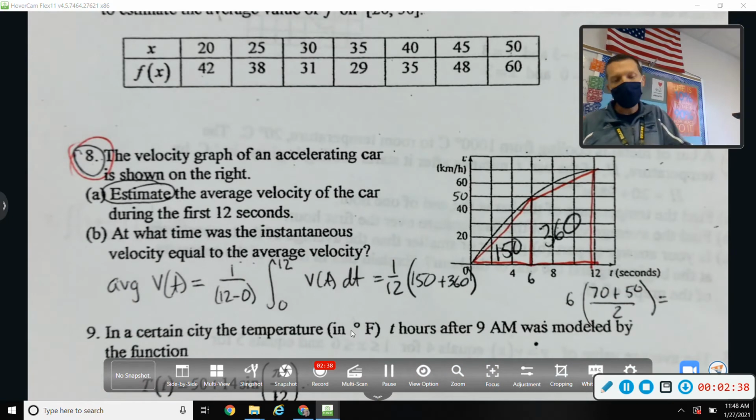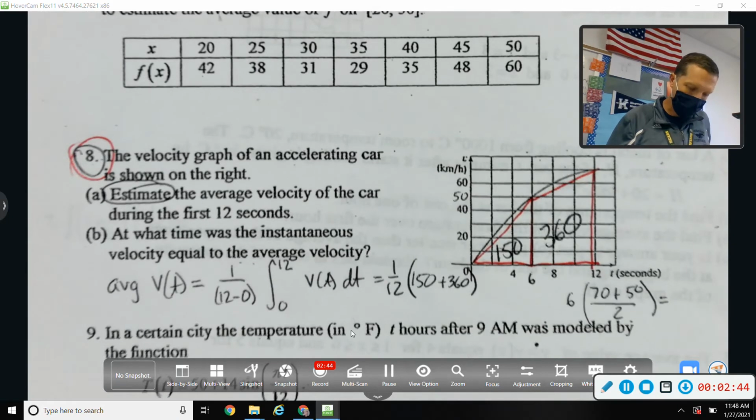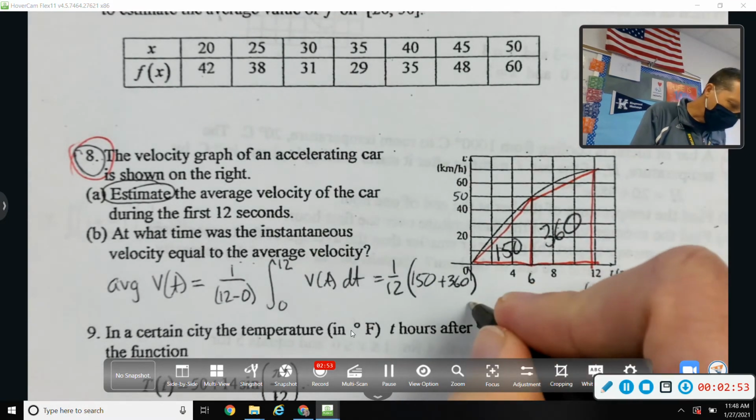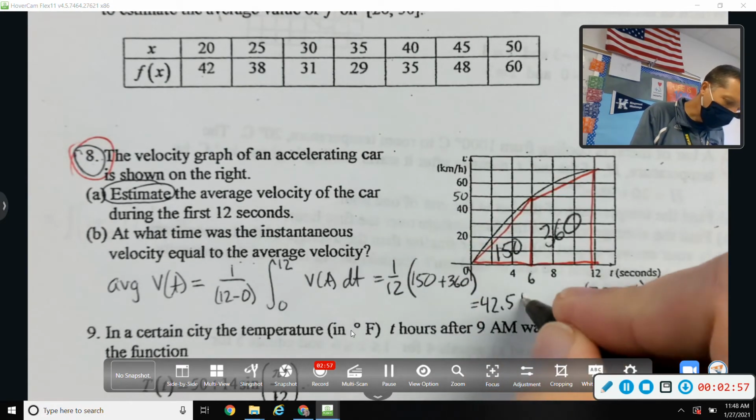And that would be an okay safe stop for that question, except that we keep going and we really need to know a better answer than that. 150 plus 360 divided by 12, 42.5 units, kilometers per hour.